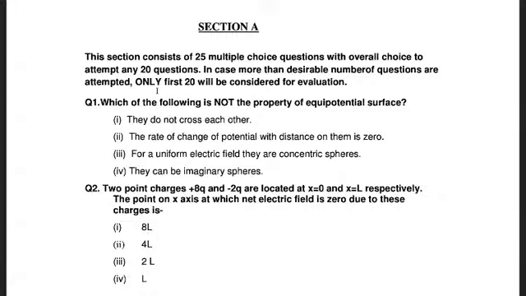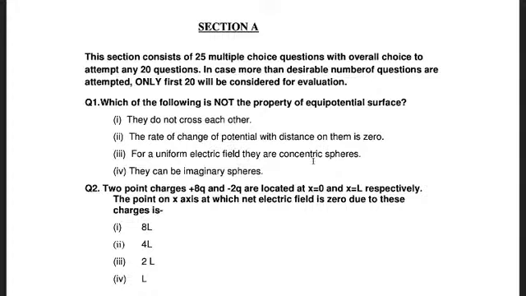Question number 1. Which of the following is not the property of equipotential surface? Option 1. They do not cross each other. 2. The rate of change of potential with distance on them is 0. 3. For a uniform electric field, they are concentric spheres. 4. They can be imaginary surfaces. Correct. The answer is option 3. For a uniform electric field, they are concentric spheres.